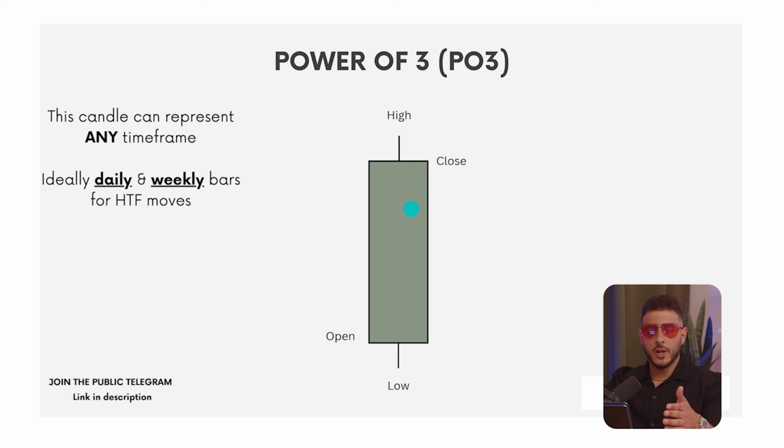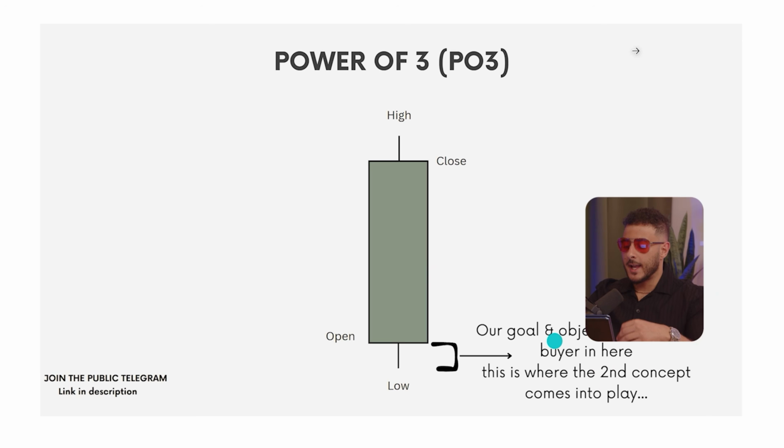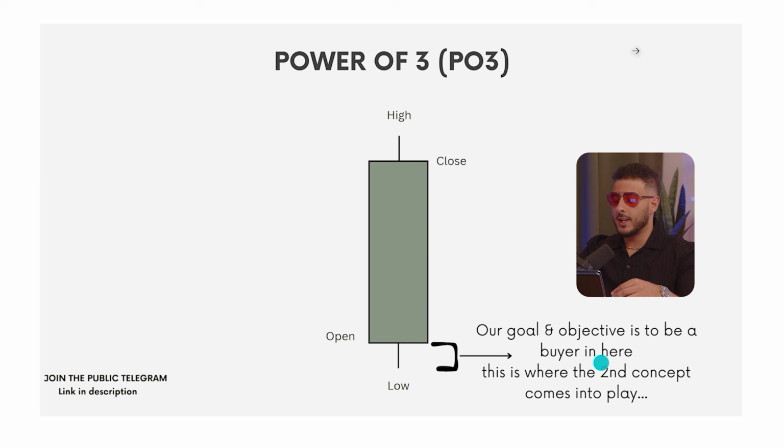Using daily ranges, using concepts to try to time this specific low is paramount, because we can look for this low in price when the narrative, the context and variables are present. Again, our goal and objective is to be a buyer in here. This is where the second concept comes into play.